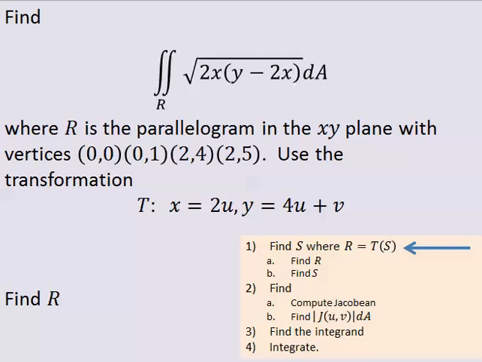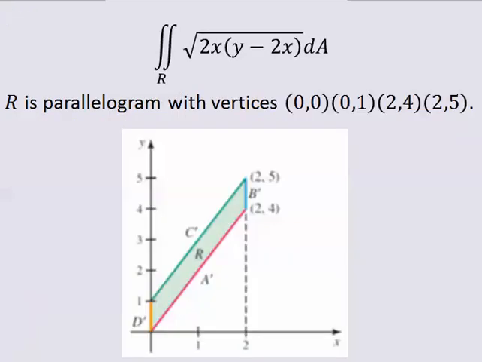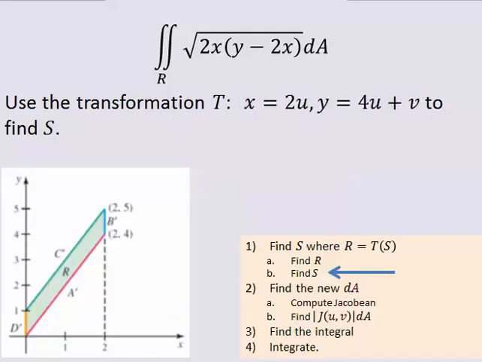So let's go through the process that we learned in Part 1. Our first job is to find our region R. Well, we have these four vertices, and we want to just plot them, and that'll give us our region R. And this is our parallelogram. The next step is to find our new region S.